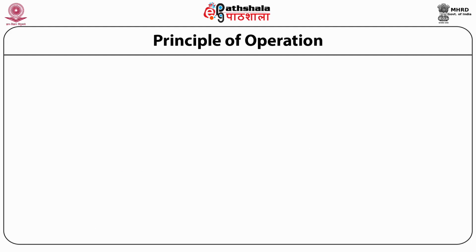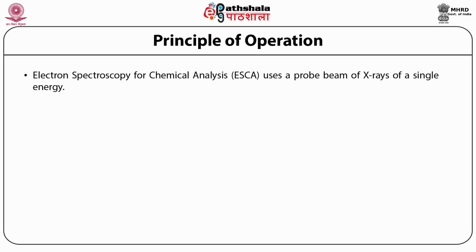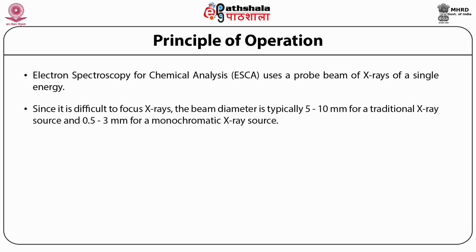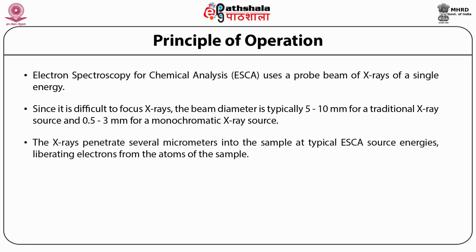Principle of operation: electron spectroscopy for chemical analysis uses a probe beam of X-rays of a single energy. Since it is difficult to focus X-rays, the beam diameter is typically 5 to 10 millimeters for a traditional X-ray source and 0.5 to 3 mm for a monochromatic X-ray source. The X-rays penetrate several micrometers into the sample at typical ESCA source energy, liberating electrons from the atoms of the sample.